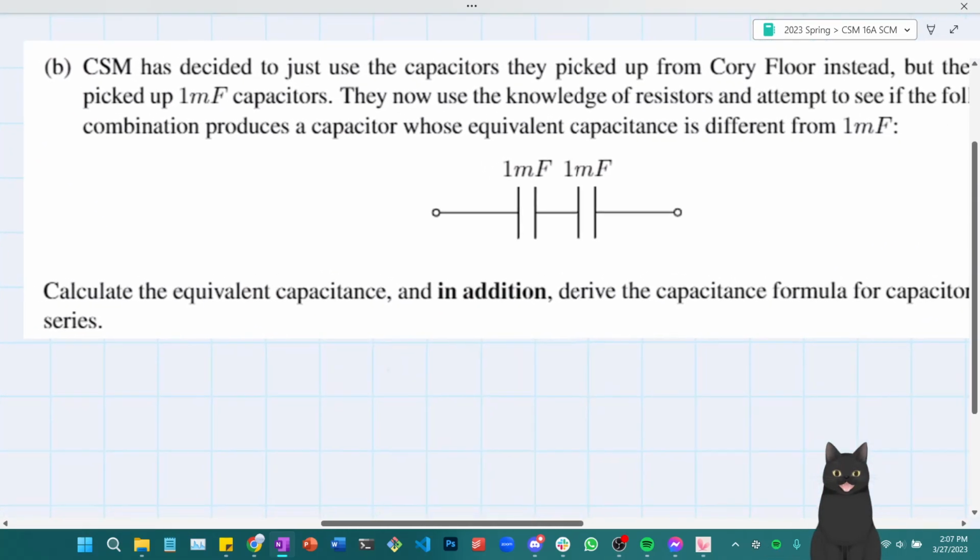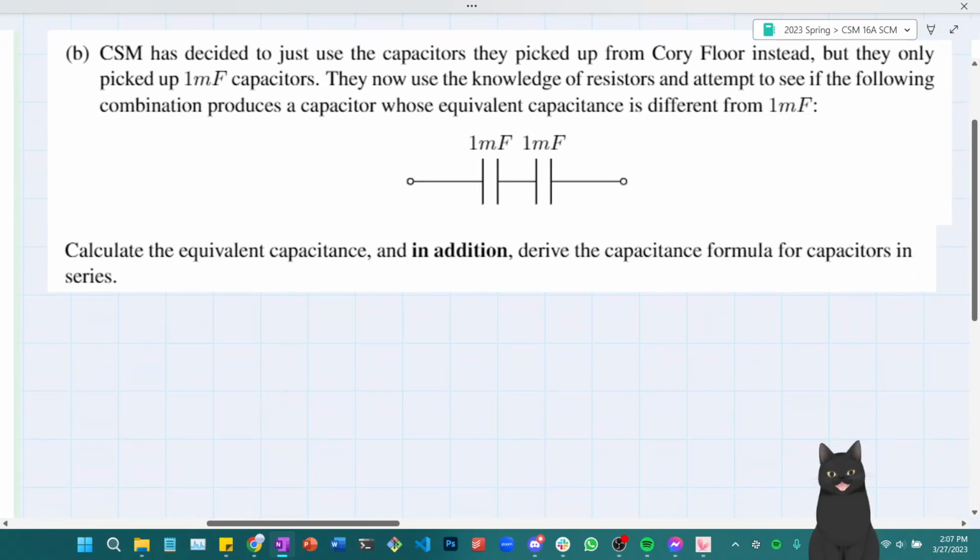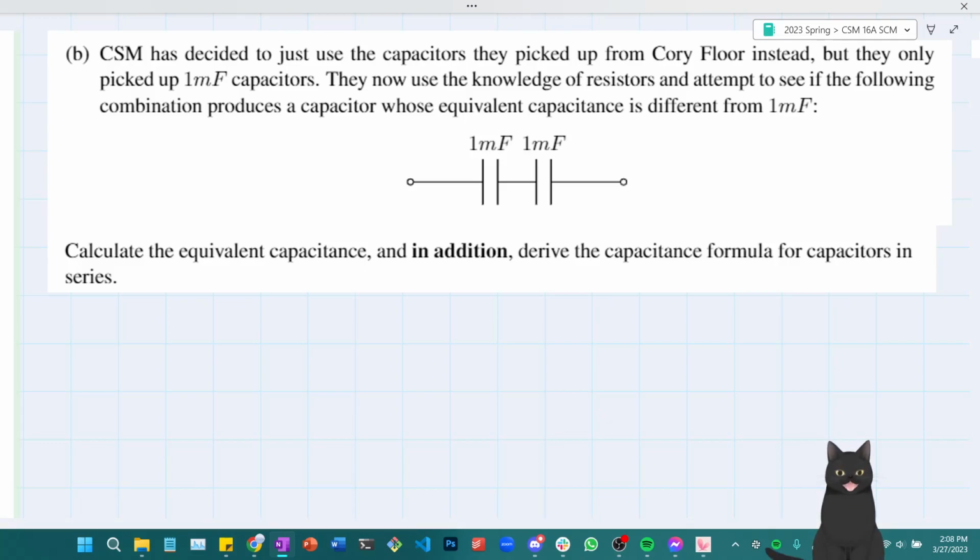Now, CSM has decided to just use the capacitors they picked up from Corey instead, and they're picking up some 1 millifarad capacitors, 1 mF. They're now going to use the knowledge of resistors and try to see if combining capacitors gives another net capacitor that has different capacitance. So in other words, we're going to calculate the equivalent capacitance of 2 capacitors in series. So let's view this problem generally first.